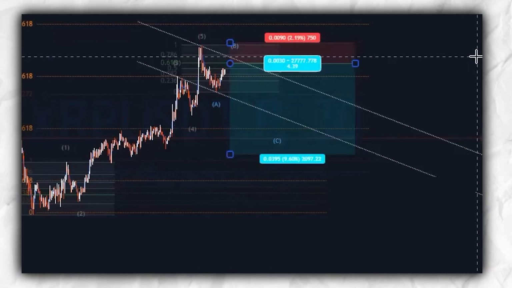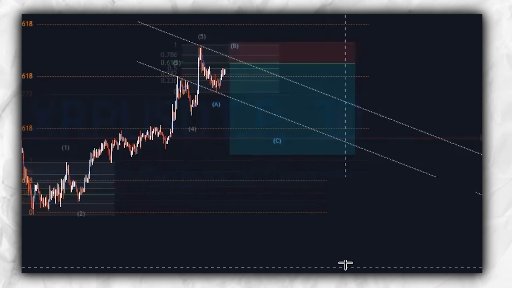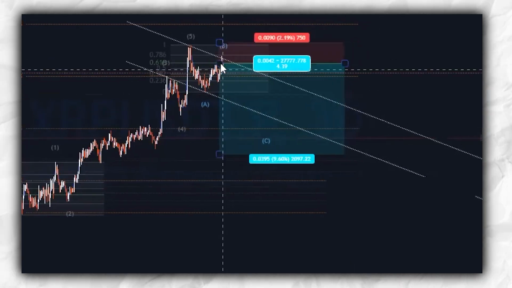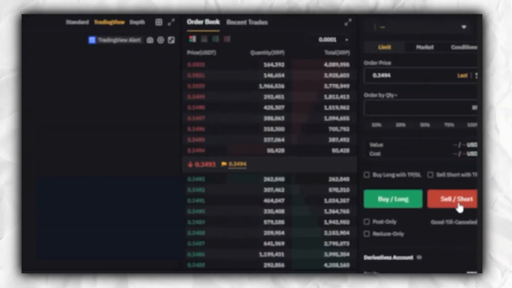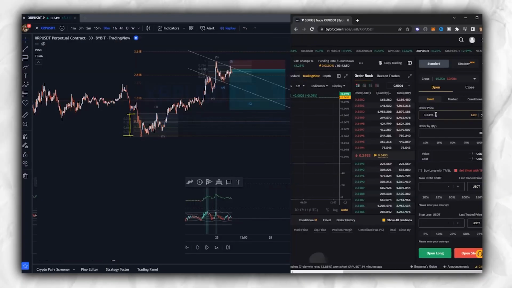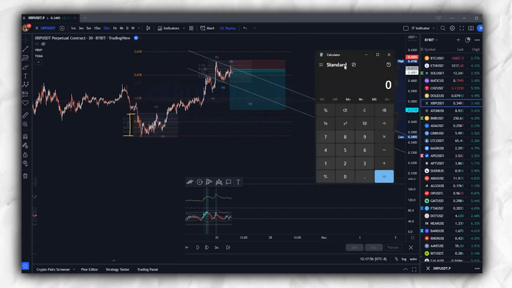To execute this strategy on Bybit, I click the Sell Short button at the 41 cent level. Next, I'm going to calculate my position size. To do this, I'll take the difference between my entry price of 0.411 and my stop loss price of 0.4203, which gives me the value that I'm risking on this trade.